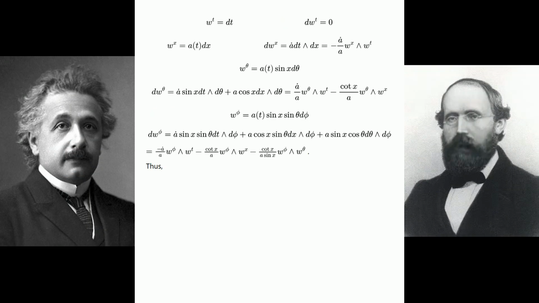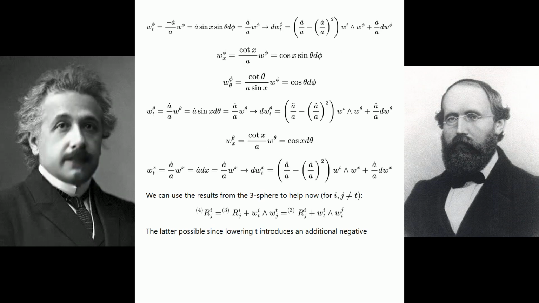Thus, the equations: negative a dot over a ω^t minus cot χ over a ω^χ, minus cot χ over a sin χ ω^θ. Thus, see the following group of equations. We can use the results from the three-sphere to help now. For i, j not equal to t, see the equation shown.